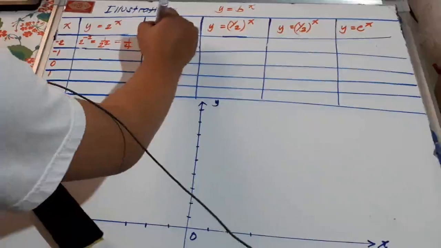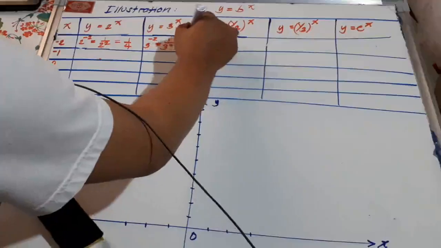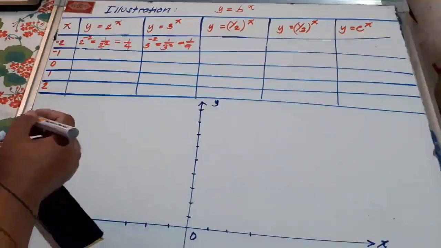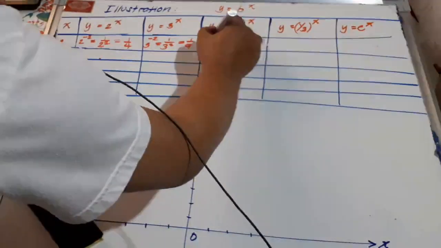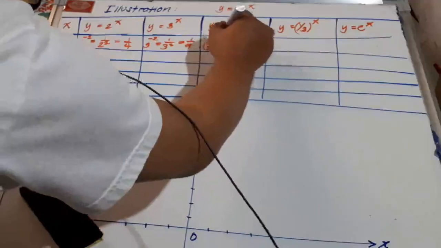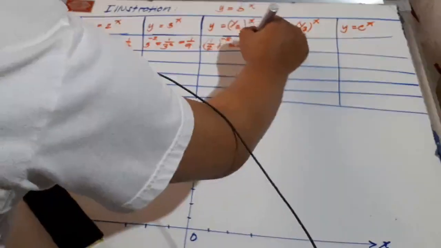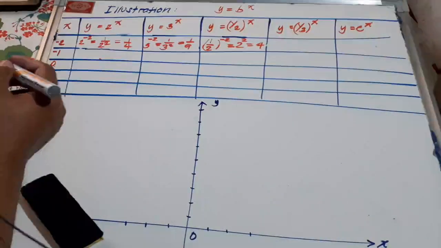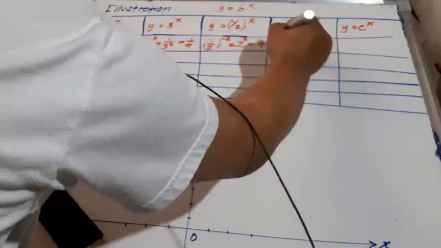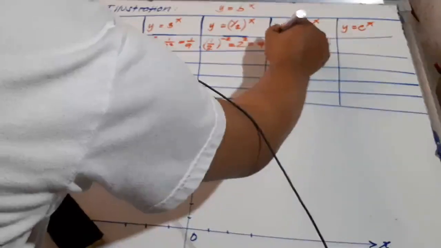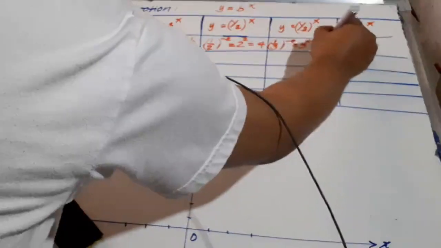3 to the -2 again. The reciprocal, 1 over 3 squared, that is 1 over 9. Okay? And if x is -2, using this exponential function, we have 1 half raised to -2. Pababaliktad, that will be equal to 2 squared. That's equal to 4. Okay? And then if x is -2 again, using this exponential function, we solve for y, 1/3 to the -2. That is 3 squared. 3 squared is equal to 9.